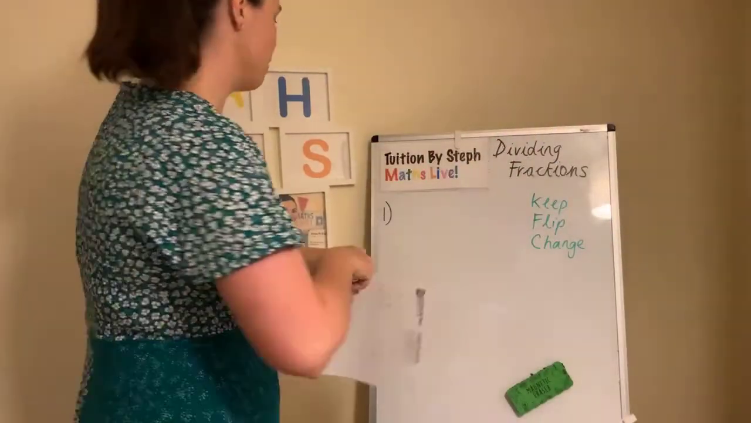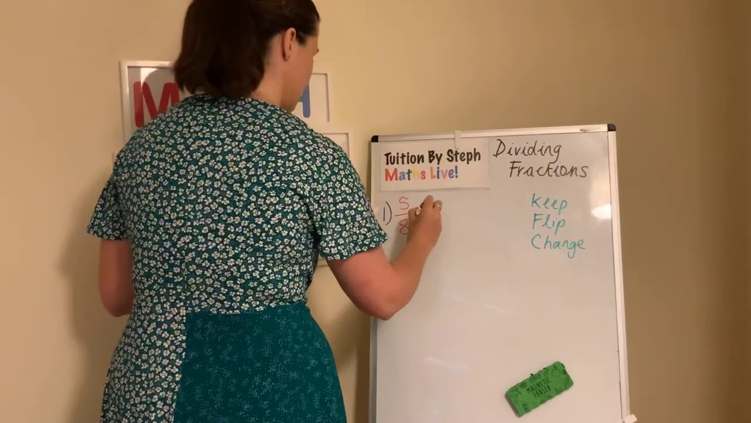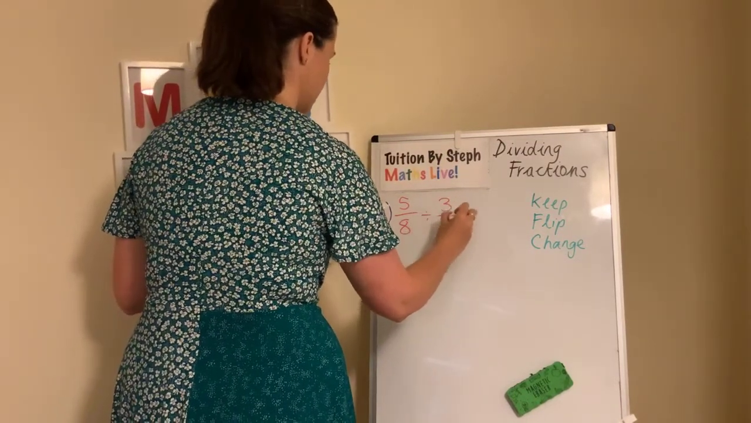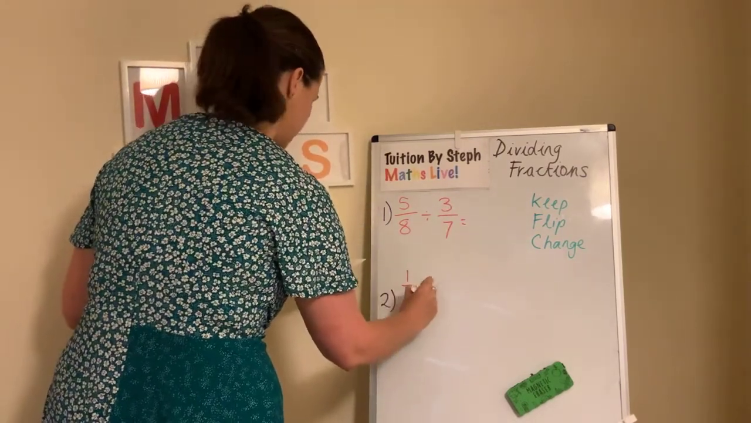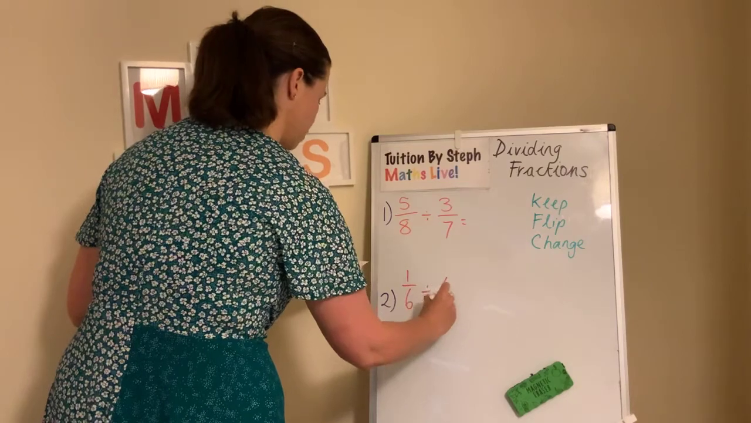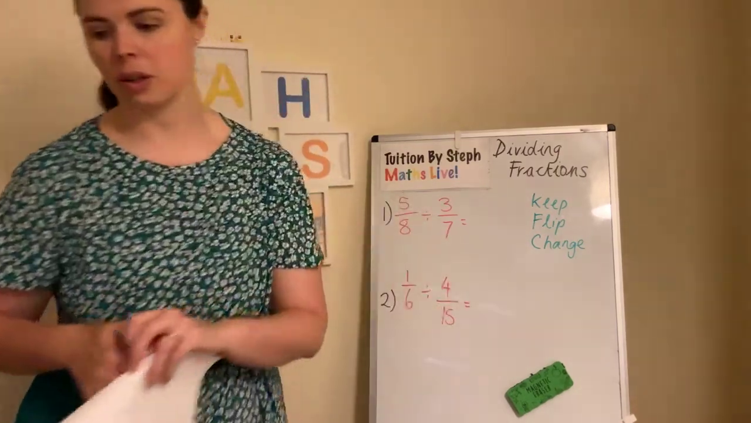Okay, so the last 2, we've got 5 over 8 divided by 3/7. And we've got 1/6 divided by 4/15. Right, have we got those 2?